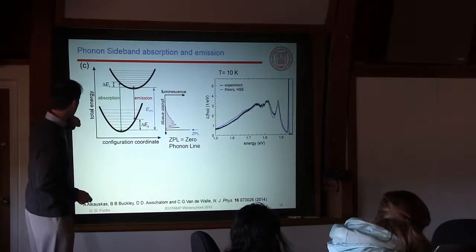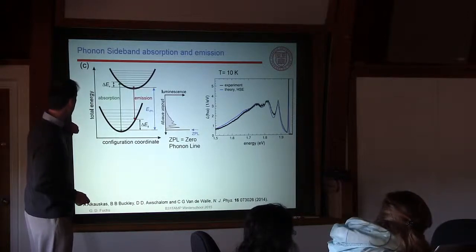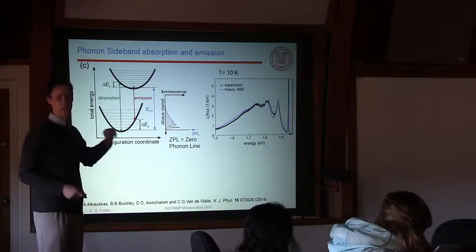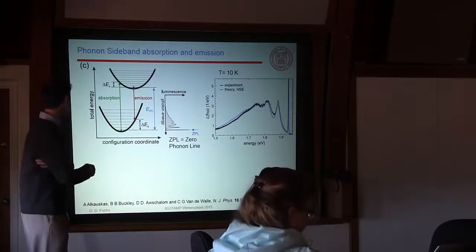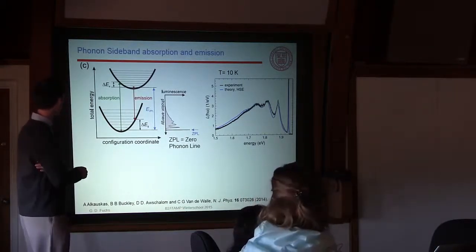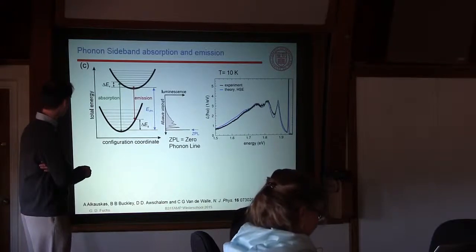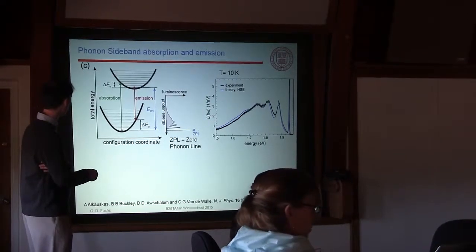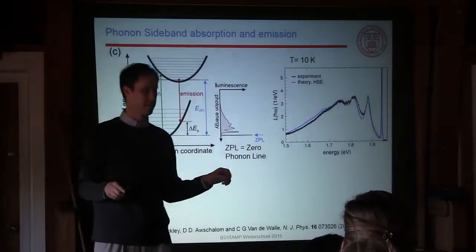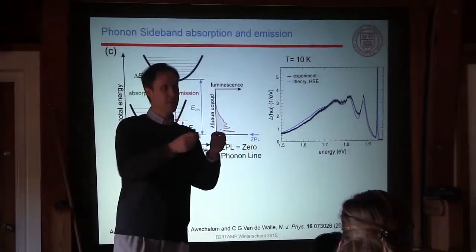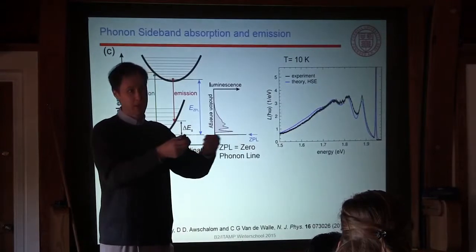So I want to talk about the phonon absorption a little bit. This is also ubiquitous for color centers in any solid state system. You have different energy levels that depend on the positions of the atoms, which is called the configuration coordinate. If we had a linear system, a chain of atoms, that would just be x, the separation between the atoms.